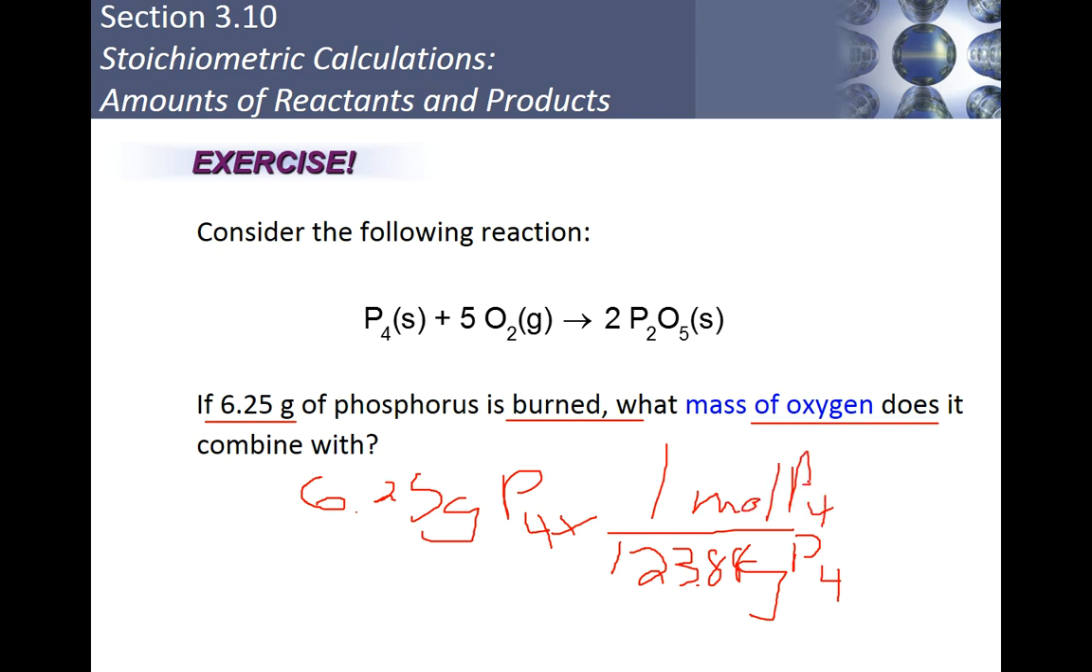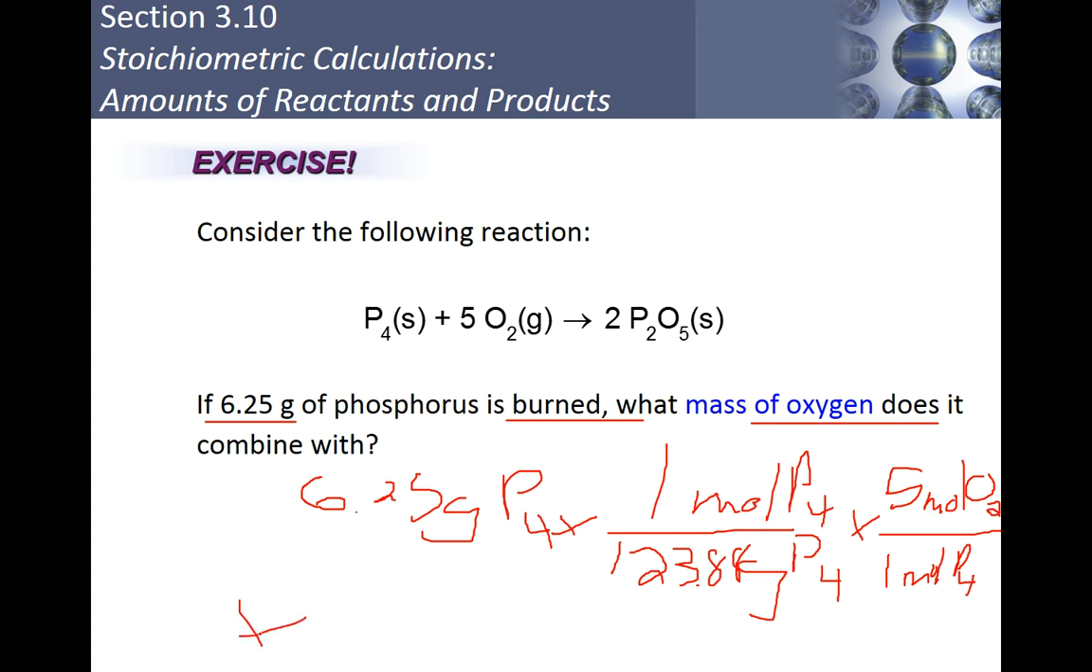Now that you have your 1 mole of P4, the next step is to compare the mole ratios. You're trying to go from moles of phosphorus to moles of oxygen, right? So you're going to set up what you have given. You were given 1 mole of phosphorus. So the ratio is 1 mole of phosphorus relative to 5 moles of oxygen, O2. And then you would continue this process moving down here.